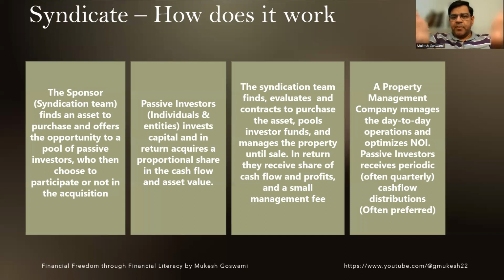Now, once the sale is complete and the property is now an asset of the syndicate, the syndicate appoints a property management company to run the property on a day-to-day basis, and an efficient property management company optimizes the NOI, the net operating income. Their goal is to maximize NOI and thus increase the year-on-year asset value. That NOI that keeps collecting eventually gets distributed to the passive investors as positive cash flow, and it is often distributed in a quarterly format, and sometimes it is also the preferred distribution. That means the investors get their share first before the management gets it. Okay, so this is in a nutshell how the syndicate works.